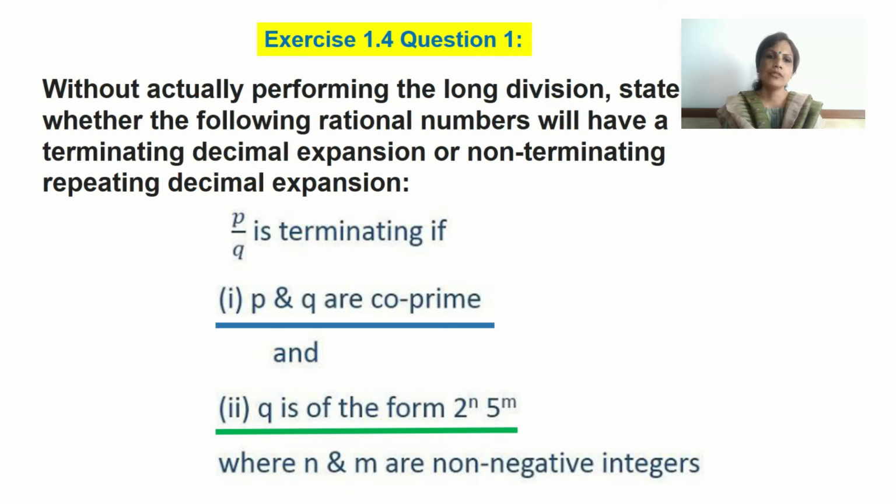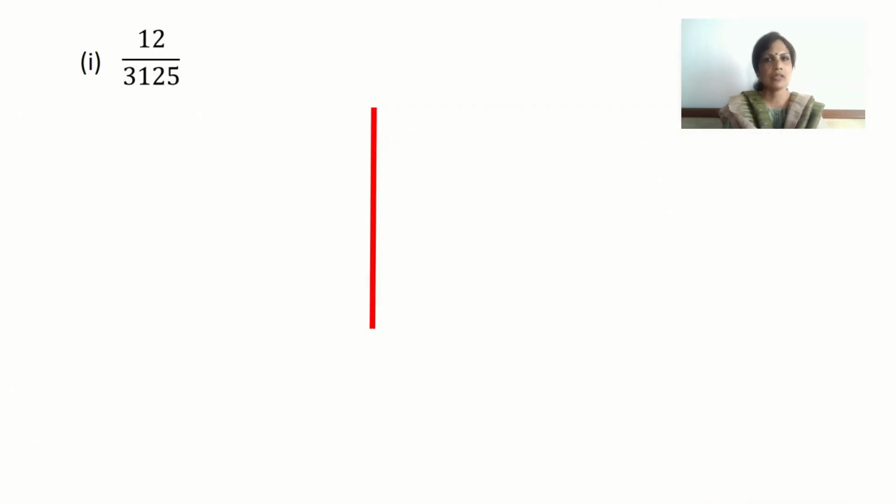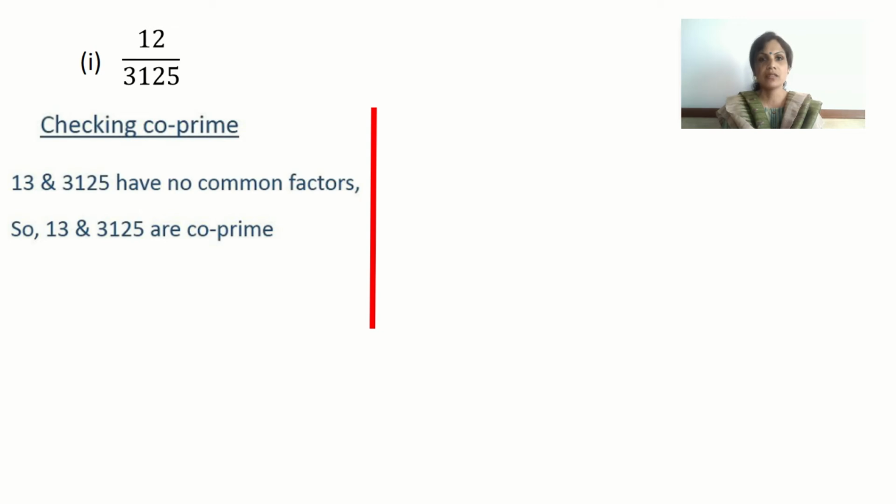This is exercise 1.4, question number 1 and the first sum. The number is 12 upon 3125. Now let's first check whether these two numbers are co-prime. Yes, we can make out that 12 and 3125 have no common factors other than 1. Therefore we can say that they are co-prime numbers. So the first rule is applicable here. Now the second rule is that the denominator should be in the form of 2 raised to n into 5 raised to m. For that we need to factorize the denominator.